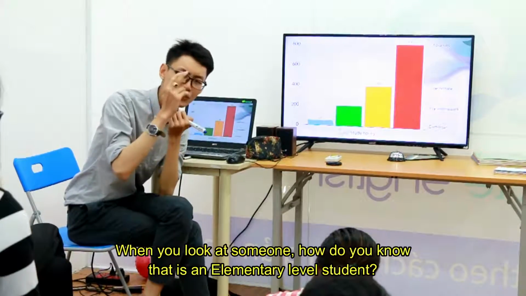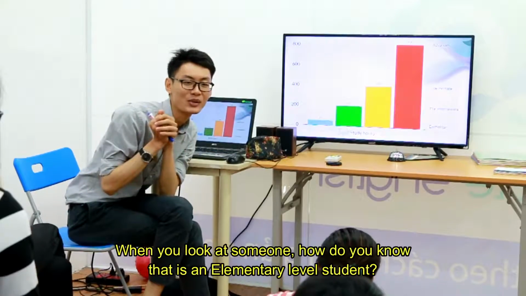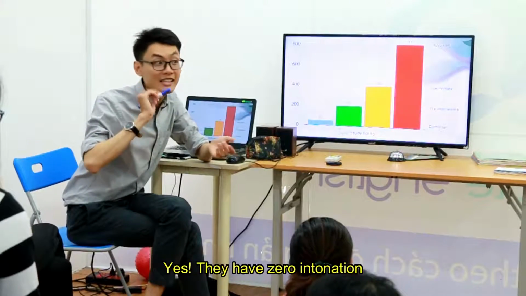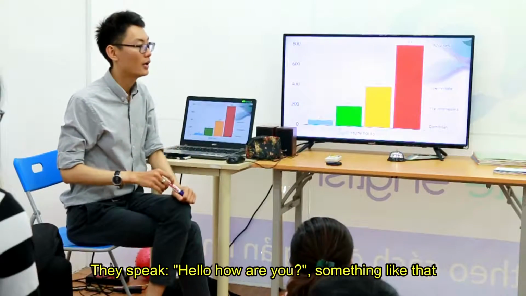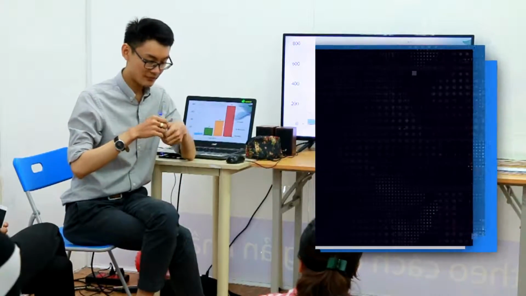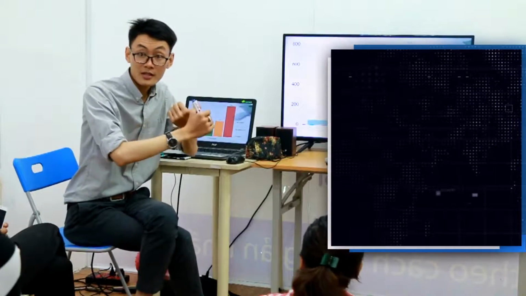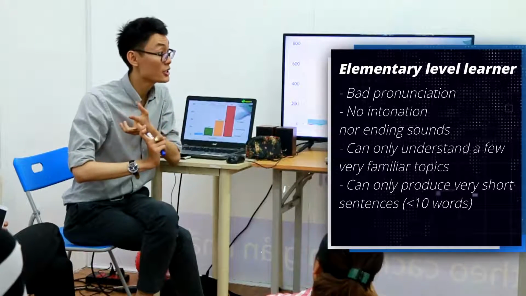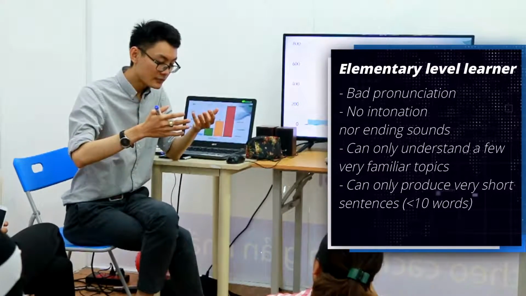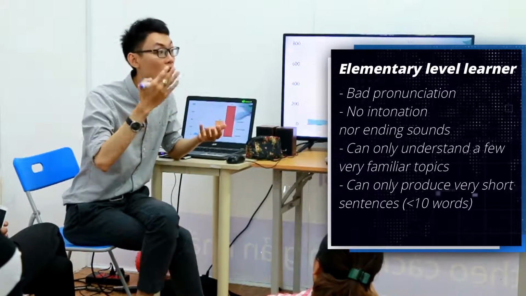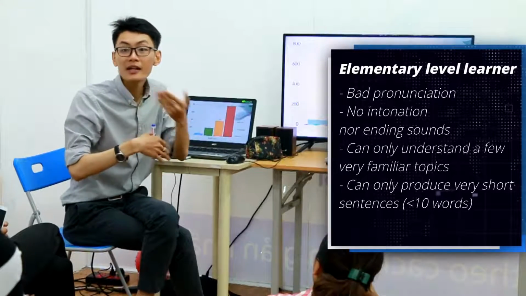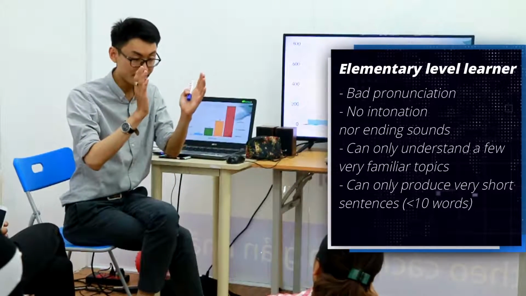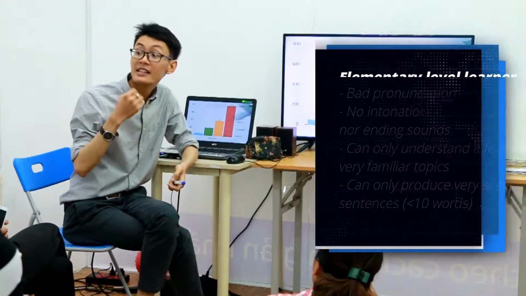When you look at someone, how do you know that is an elementary level student? Usually if they don't have the intonation. Yes, they have zero intonation. Speak. Hello, how are you? Something like that. So, an elementary student, they have bad pronunciation, no ending sounds, no intonation. They can only talk about the subject that is very, very similar to them, and has been repeated throughout their lives. Short sentences, very narrow range of understanding.